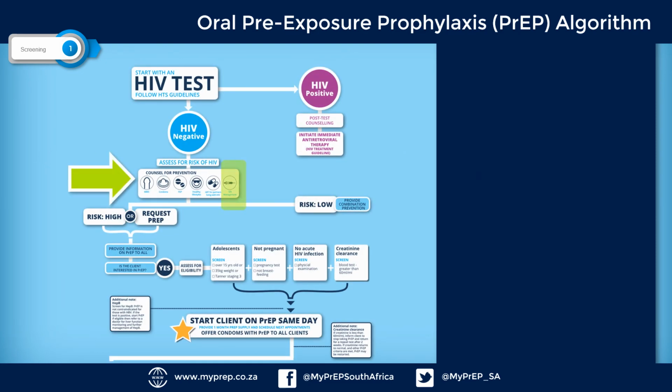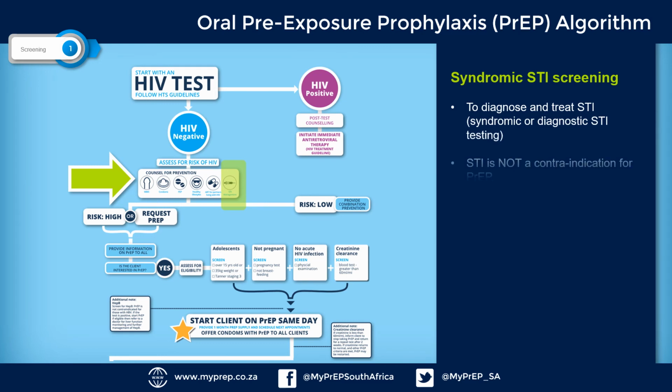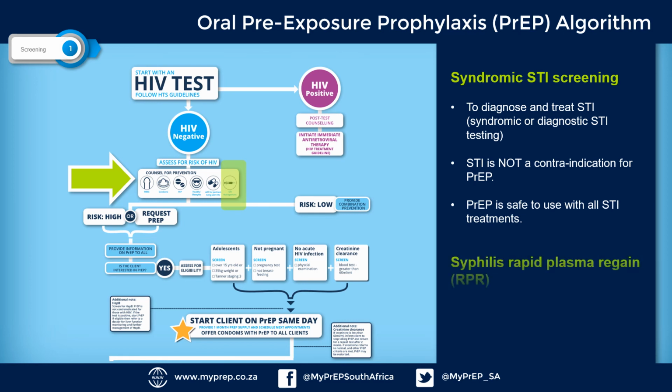Remember to screen for STIs and manage according to syndromic guidelines. If you have access to testing, you are encouraged to do so. All STI medications are safe to use with PrEP. If RPR testing is available, one should test for syphilis and then should be managed according to national guidelines.